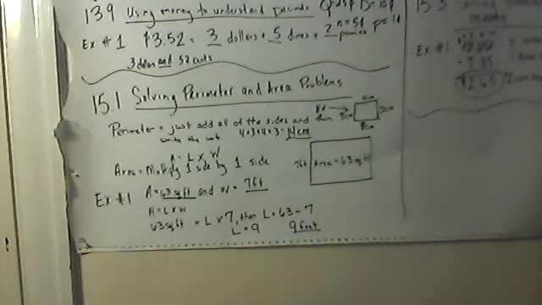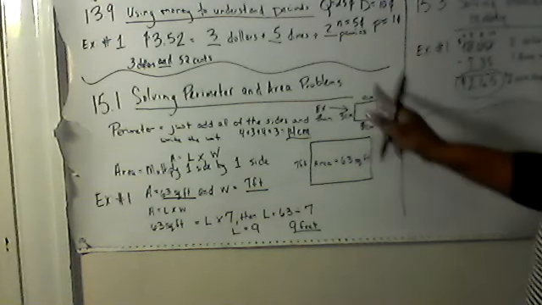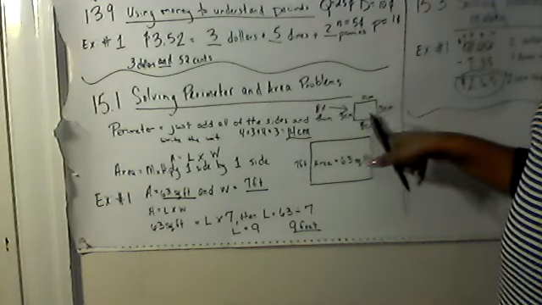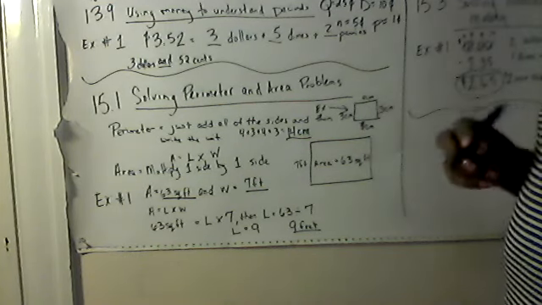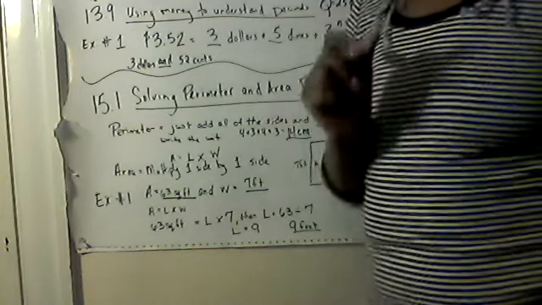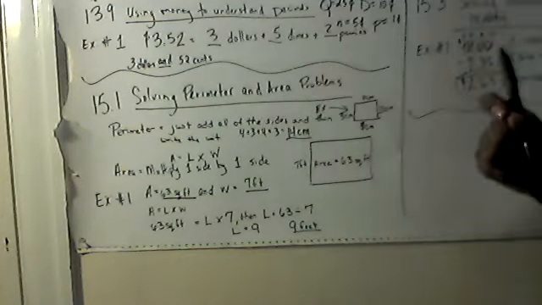Okay? So all it is, is a matter of adding up all of the sides and making sure that you put that unit to show that you are doing perimeter. Okay? The next part is area. And this one is a little tricky, so you have to be very careful.